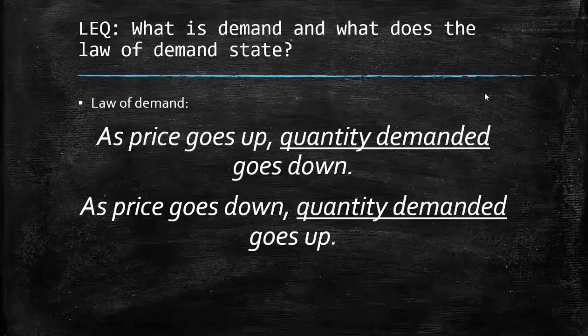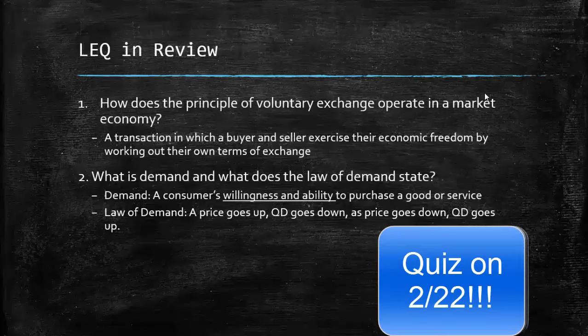Alright guys, so this was a very quick crash course video, intro to demand. Your understanding of this concept is going to deepen as we move through homework videos the next several nights. So here's our LEQ in review. How does the principle of voluntary exchange operate in a market economy? That's basically the definition of voluntary exchange. It is a transaction in which a buyer and seller exercise their economic freedom by working out their own terms of exchange. Foot Locker, under their own willingness, decided that it's a fair price.